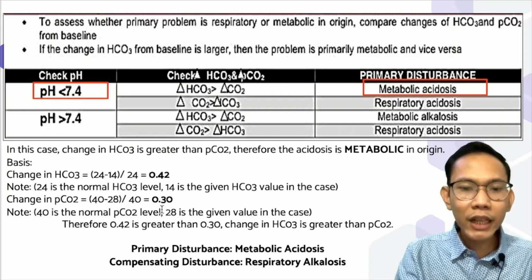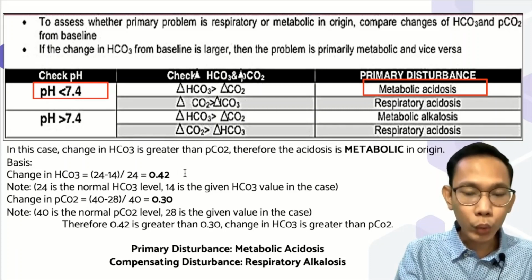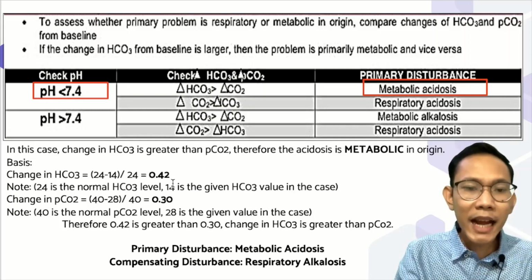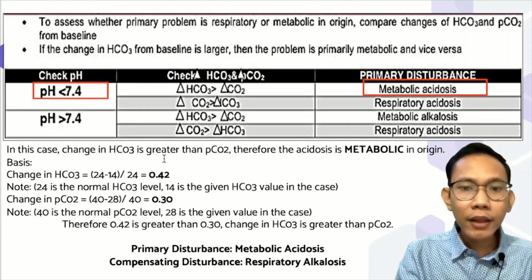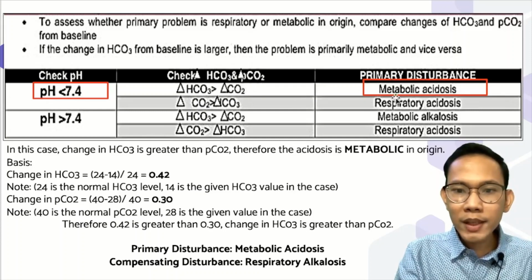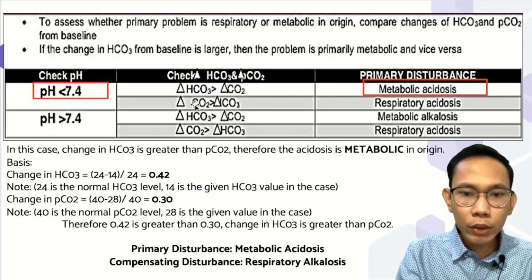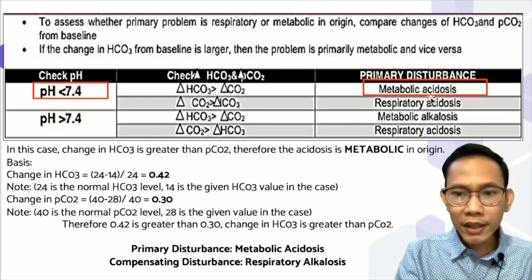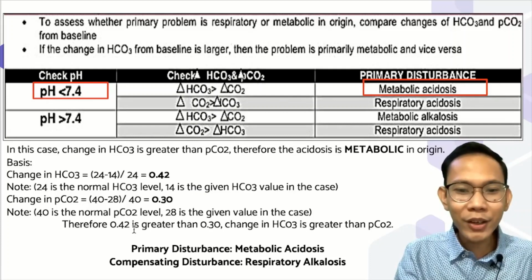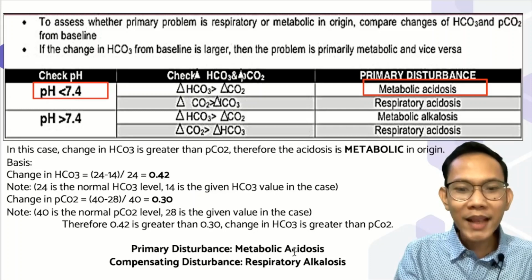So based on these values, sino ang mas mataas? It's gonna be your 0.42. Okay? Since mataas ang change ng ating bicarbonate, so greater than ang change sa ating bicarbonate compared sa ating CO2, kasi yung CO2 0.30 lang, the primary disturbance is your metabolic acidosis. However, kung mas mataas itong sa change in PCO2 compared sa bicarbonate, it's respiratory acidosis. Very simple lang, no? So therefore, our primary disturbance is now metabolic acidosis.